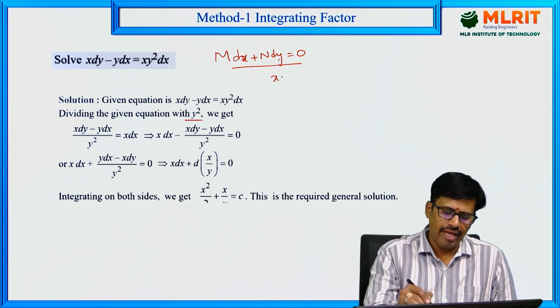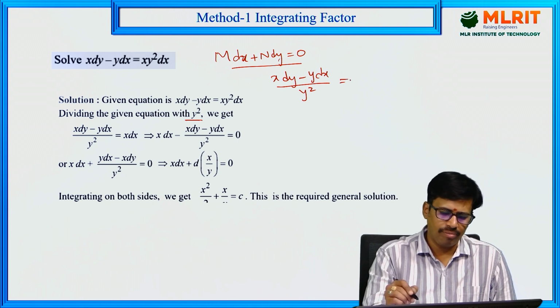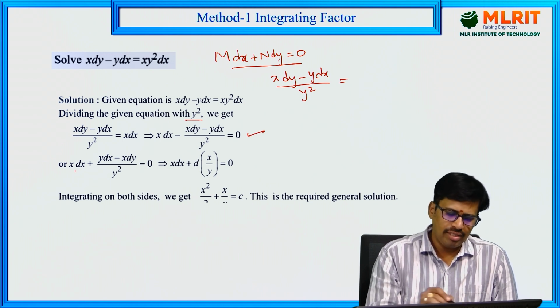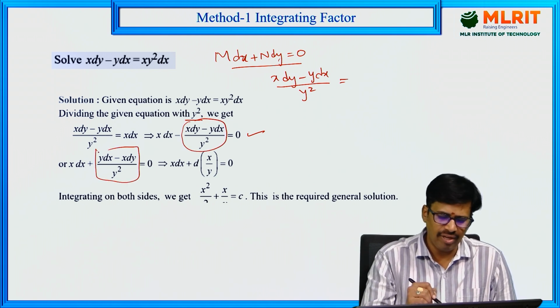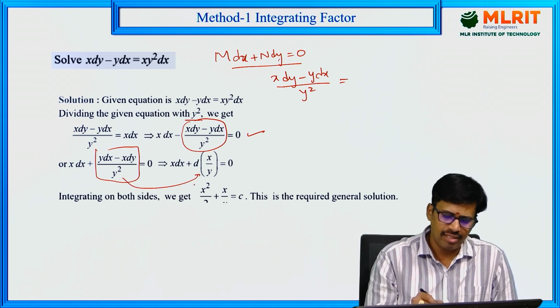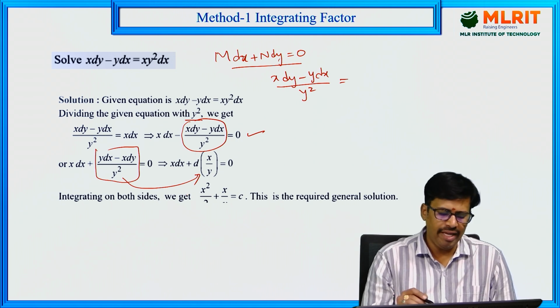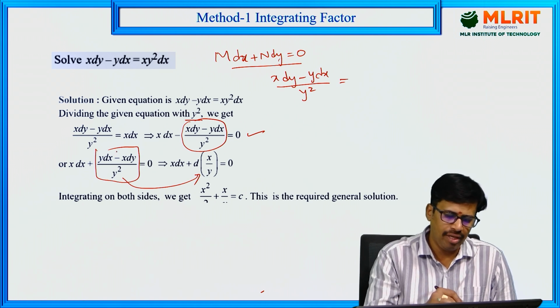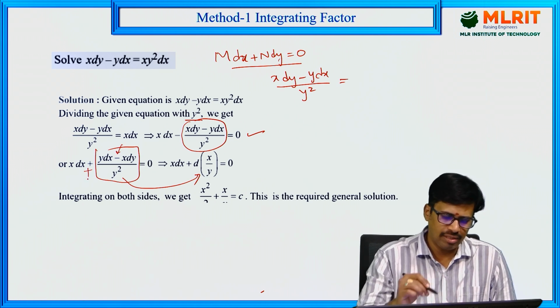So x dy minus y dx by y square, dividing both sides by y square, equals x dx. This equation can be written as x dx plus, if you take minus common, y dx minus x dy by y square. Because the denominator is y square, to apply the formula, this can be written as the derivative of x by y. Y dx minus x dy by y square can be written as the derivative of x by y. That's why we have taken minus common here. So minus of minus is plus.